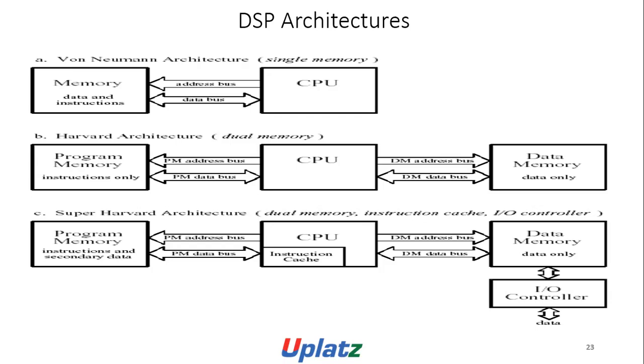The super Harvard architecture, with dual memory, instruction cache, and IO controller, is the next architecture, where we have the CPU with an instruction cache. It goes to the first memory, the program memory with the instructions and secondary data, through the PM address bus and program memory data bus. On the other side, with the data memory address bus and data memory data bus, we get the data only, which in turn is connected to the IO controller, and which also fetches data from the IO controller.